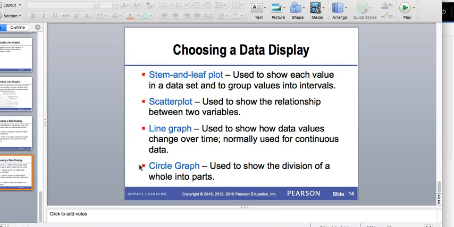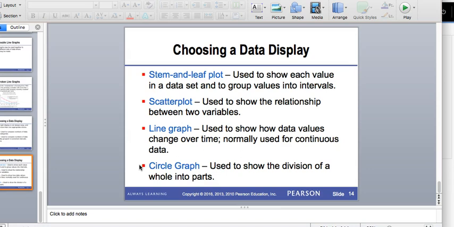Scatter plots we're going to use when we're looking at two variables, like, okay, grade on the quiz compared to time spent studying. Those are our two variables, and we're trying to see if there's a relationship between those. I can say, okay, number of ice cream cones sold and the temperature outside. We could see if there's a positive relationship there. We could graph that on a scatter plot to see that.